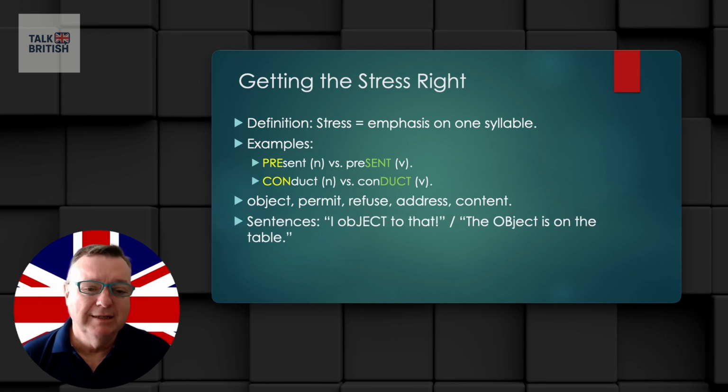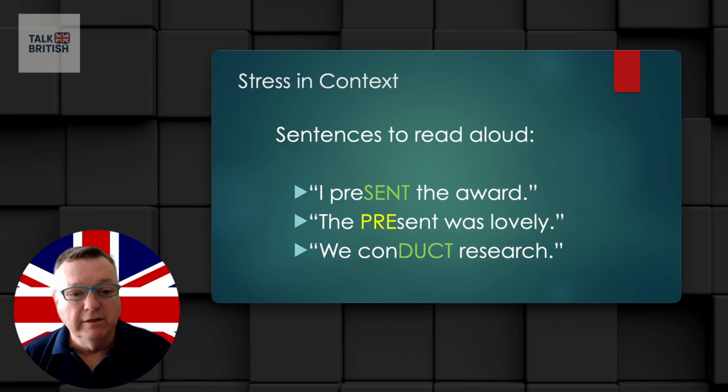So let's get some little sentence ideas. So I object to that. Okay, you see the act. I object to that. Or the object is on the table. A noun. You see, I object. I do not like what you're saying. Or there is an item on the table, the object. So you can work around little sentences yourselves to make the different meanings.